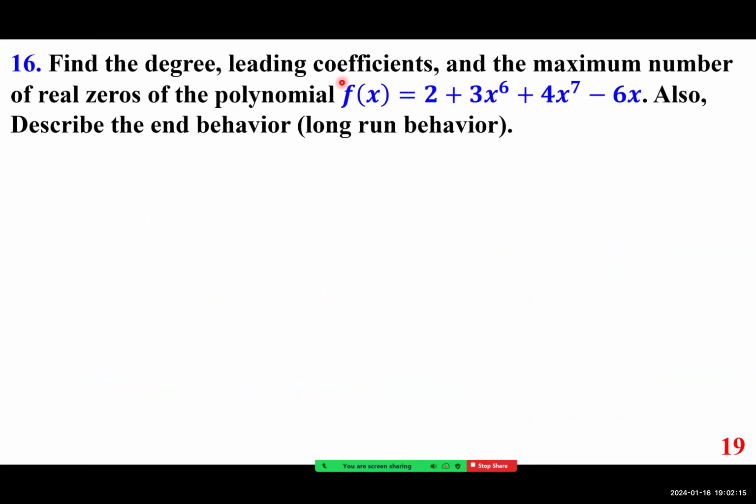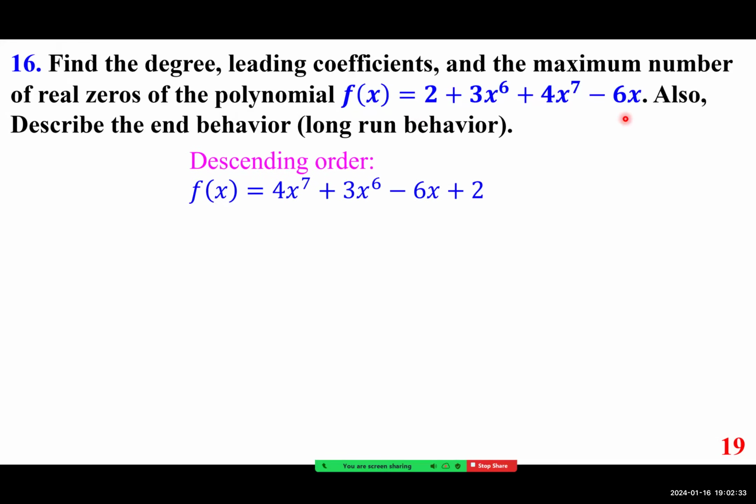Find the degree, leading coefficient, and the maximum number of real zeros of this polynomial. f of x is 2 plus 3x to the power of 6 plus 4x to the power of 7 minus 6x. Also describe the end behavior or long run behavior. So first and foremost, let's put them in descending order to make it easy to understand. So f of x is 4x to the power of 7 plus 3x to the power of 6 minus 6x plus 2. So it's easier to understand now.